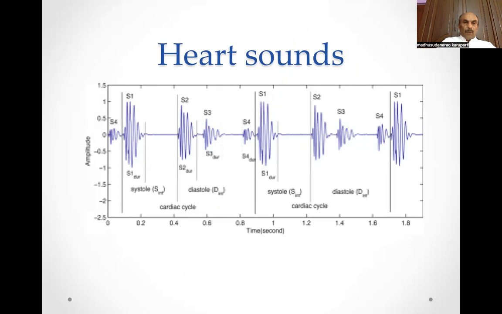You see the amplitude. The first heart sound is louder, with higher amplitude. The second heart sound is less loud when compared to the first heart sound, and it is louder than the third heart sound. The third heart sound is louder than the fourth heart sound. This is how it is. The graphic representation of the sounds denotes their loudness.